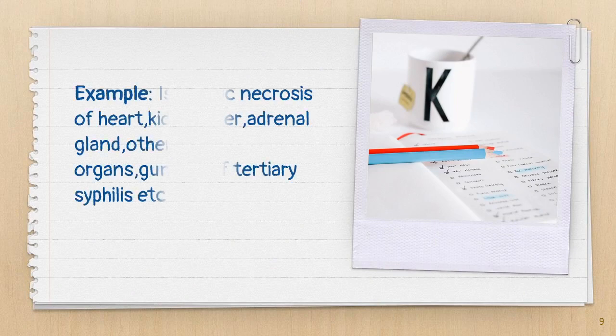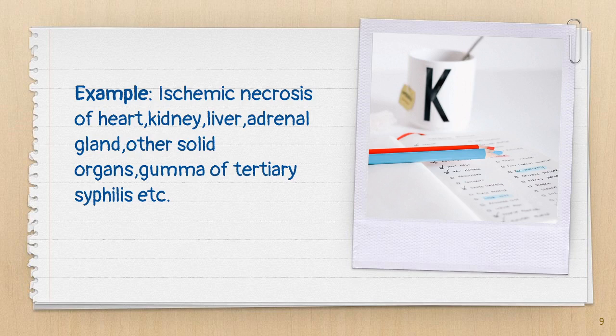Now here are some examples of coagulative necrosis: ischemic necrosis of heart, kidney, liver, adrenal gland, other solid organs, gumma of tertiary syphilis, etc. So these are a few examples you have to remember.